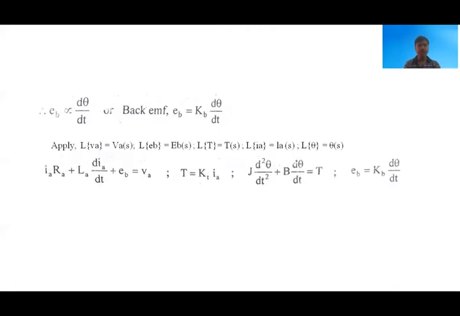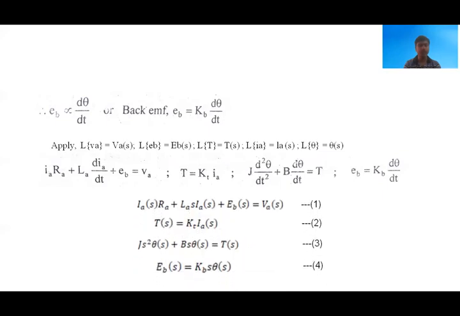And if you apply the Laplace transform on these four equations, we'll get these four equations. The equation 1 is Ia of s into Ra plus La s Ia of s plus Eb of s is equal to Va of s. And second equation is T of s is equal to Kt Ia of s. Third equation is J s square theta of s plus Bs theta of s is equal to T of s. And fourth equation is Eb of s is equal to Kb into s into theta of s.